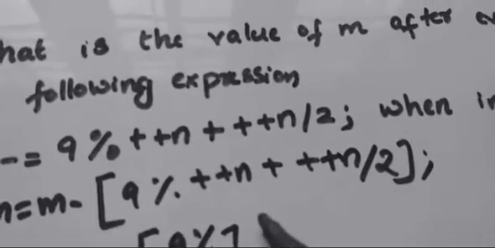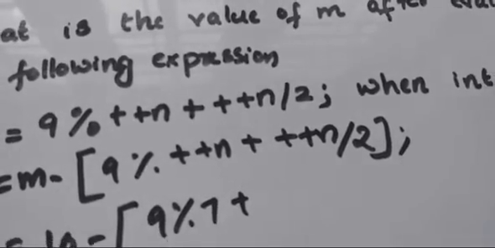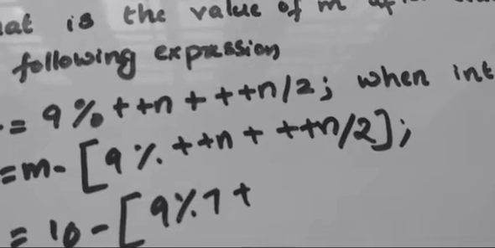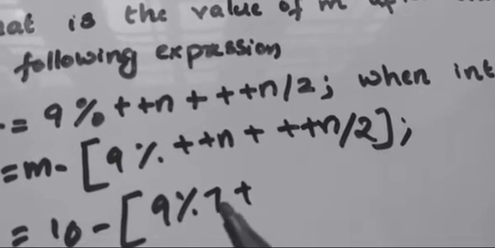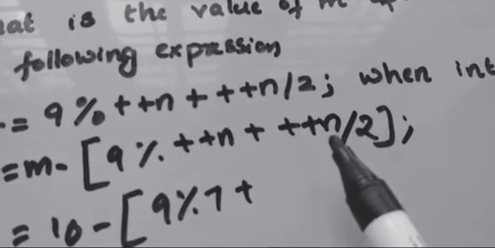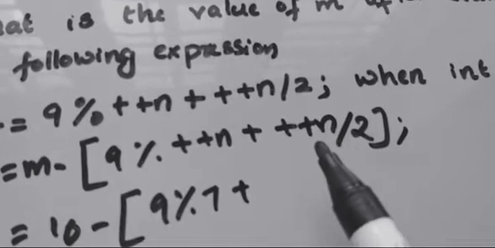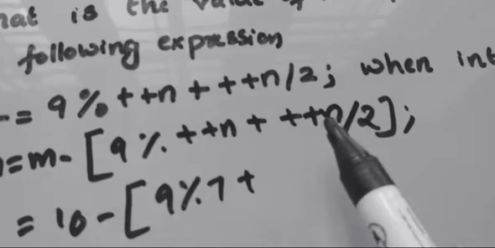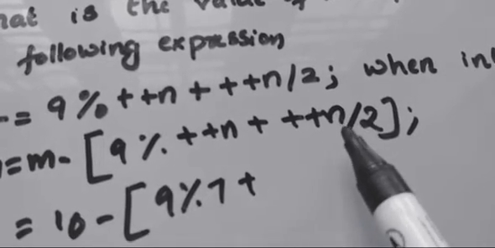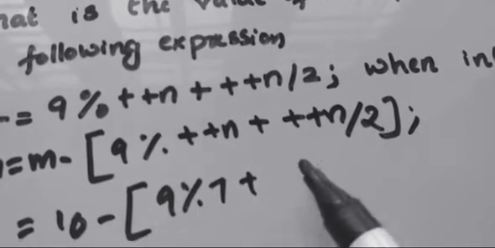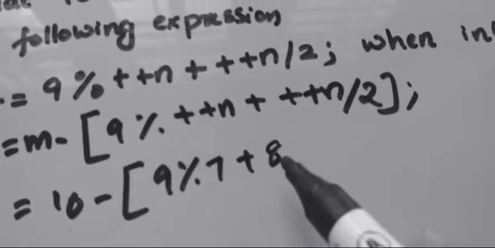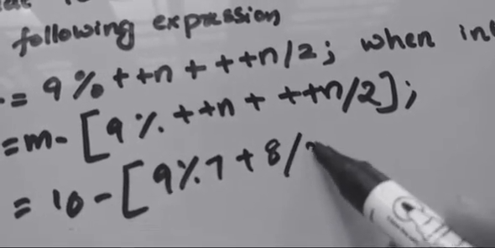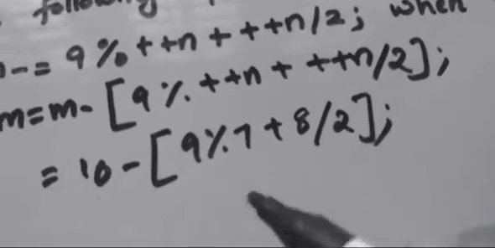Then ++n again. What is the new updated value of n? It is 7. What type of increment is that? It is pre-increment, that is first increment then use. So we are incrementing the value of n by 1, that is 7 plus 1, that is 8. Then we are using it. So 8 by 2.